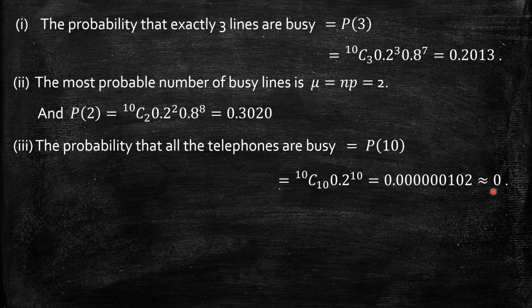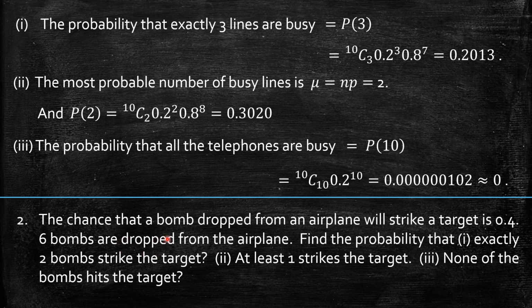So let me take one more problem. Number 2, the chance that a bomb dropped from an airplane will strike a target is 0.4. 6 bombs are dropped from the airplane. Find the probability that 1, exactly 2 bombs strike the target, 2, at least 1 strikes the target, 3, none of the bombs hits the target.